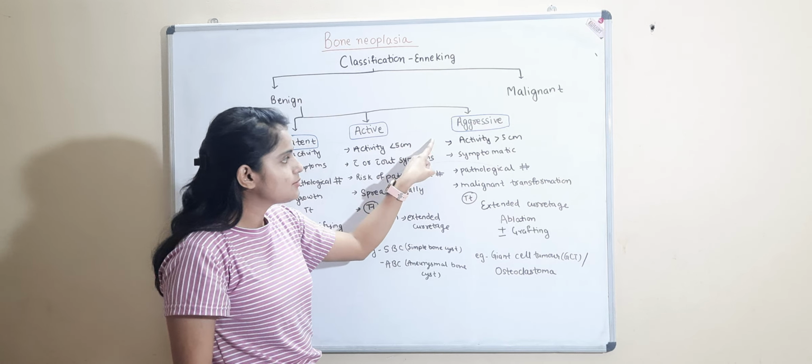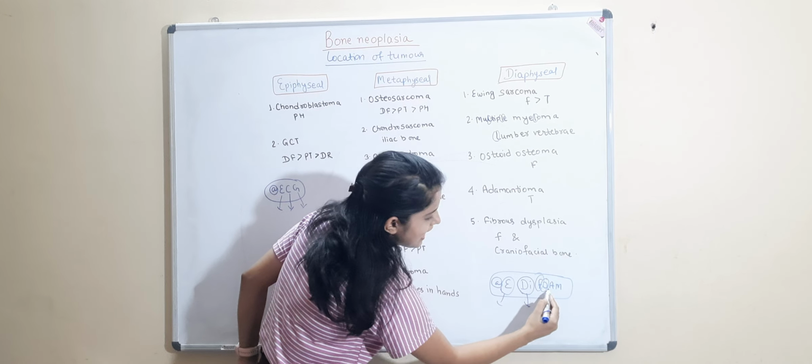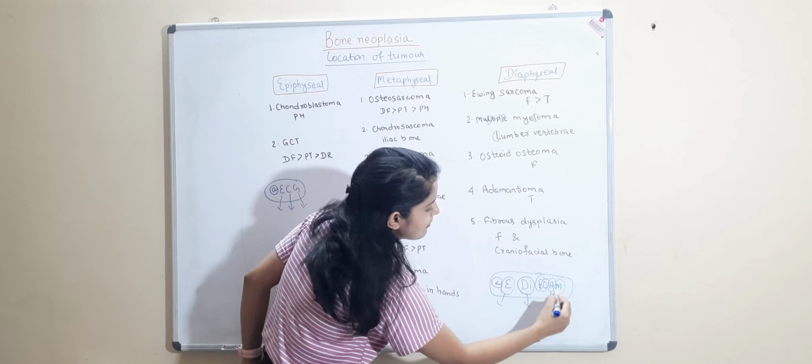There is a mnemonic. If you find it easy, you can remember like this. Elsa D. about FOAM, FOAM. E, diaphyseal, and E, Ewing sarcoma. F, fibrous dysplasia. O, osteoid osteoma and A, adamantinoma and M, multiple myeloma.